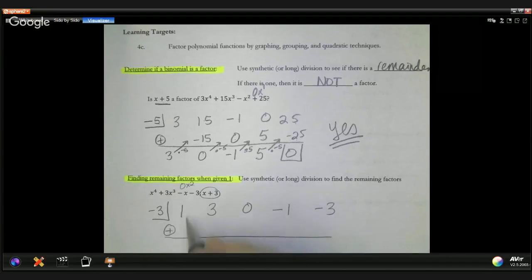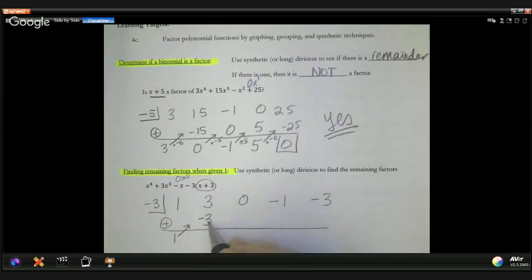1 plus nothing is 1. Multiplied by what's in the box is negative 3. Negative 3 plus 3 is 0. Multiplied by negative 3 is 0. 0 plus 0 is 0. Multiplied by what's in the box, negative 3. Negative 1 plus negative 3 is negative 4.